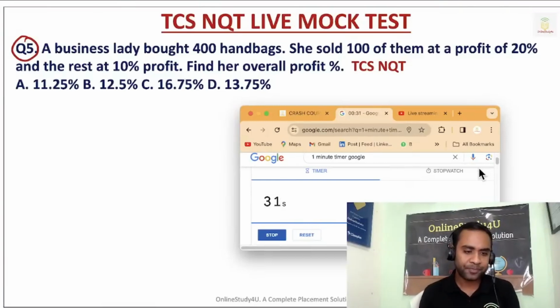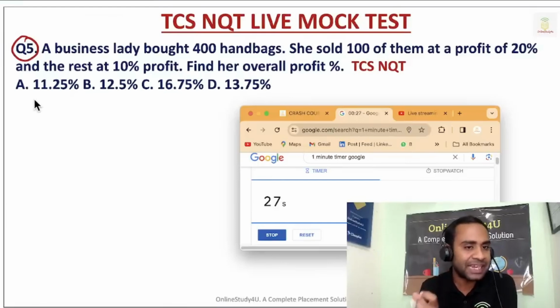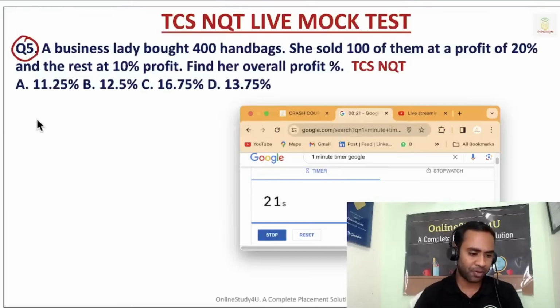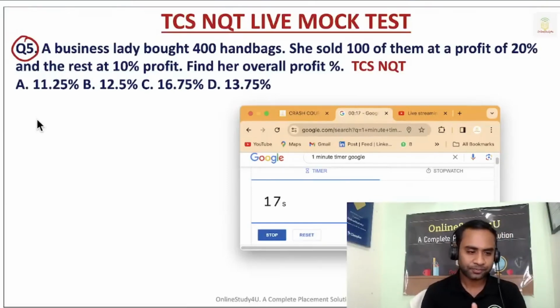Okay, again, the options are given in terms of percentage. So the problem is very, very easy for you. You can assume whatever value you want and then you can solve it. Come on, I'm not able to see any answer. Come on fast. You have another 15 seconds to solve.